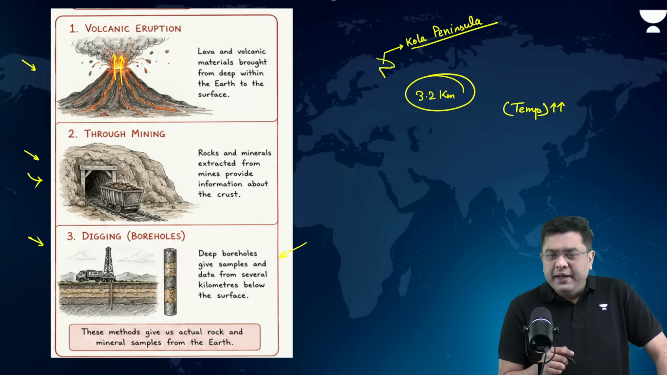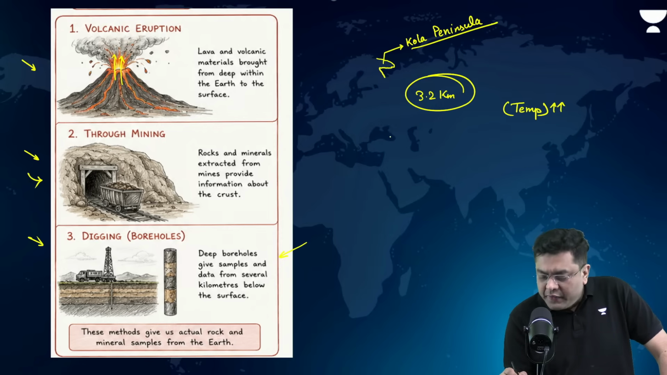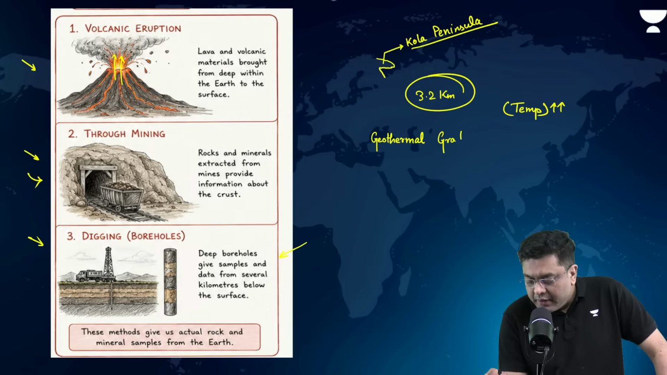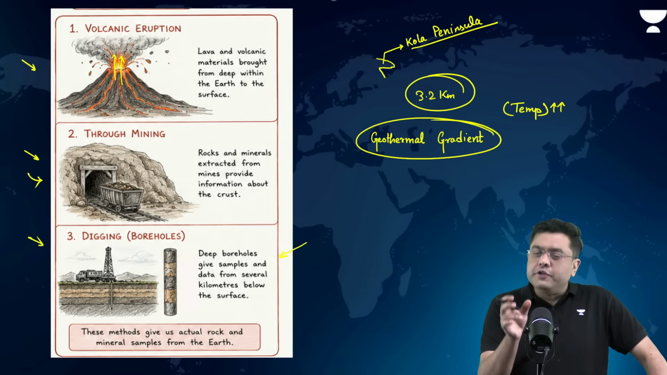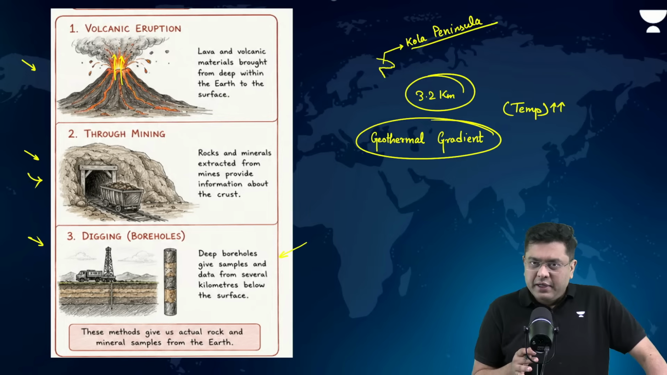Now, this is a phenomenon, even though not mentioned in the NCERT, but you should know about it. This is a phenomenon which is known as geothermal gradient. What is this geothermal gradient? Geothermal gradient is a terminology used to indicate the rise of temperature in the interior of planet Earth with increase in depth. Okay.